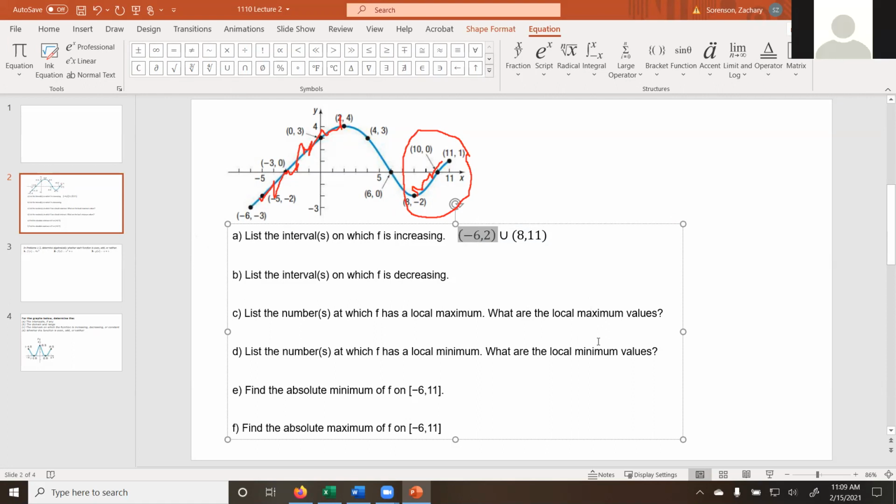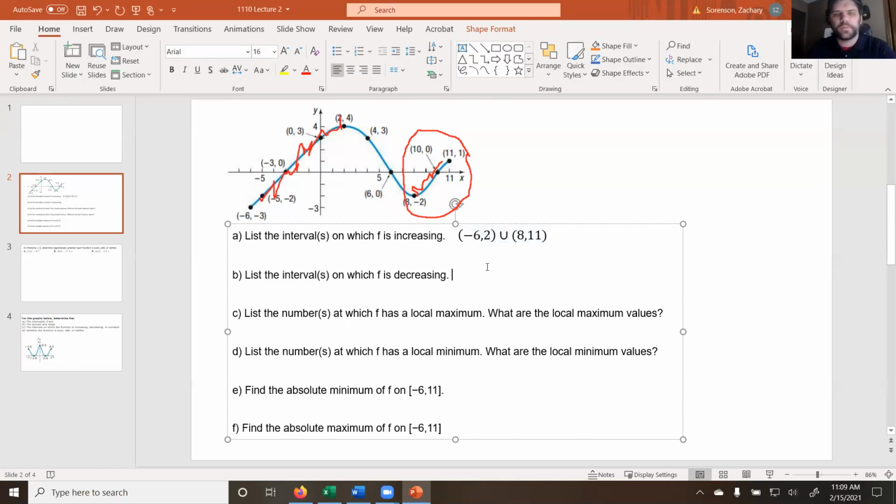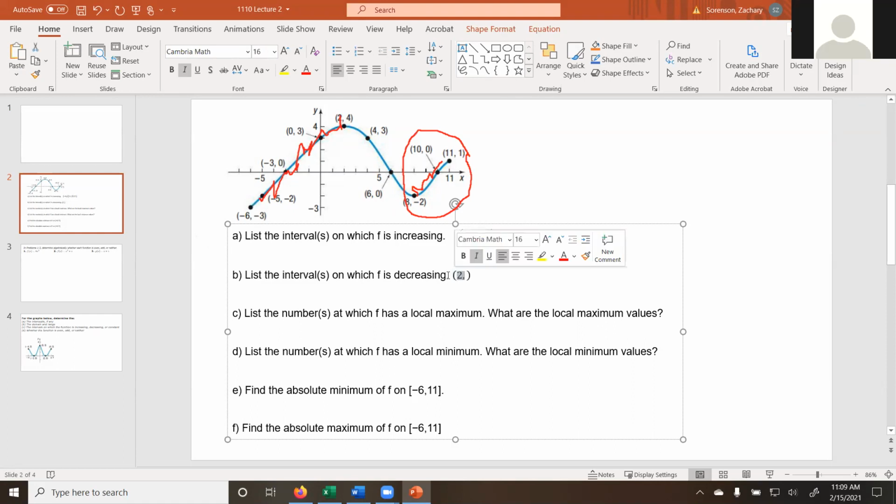At (2, 4), that's where it starts to decrease. Yes, starts at 2 because we're only talking about the x value. So it starts at 2. And again, these aren't points.